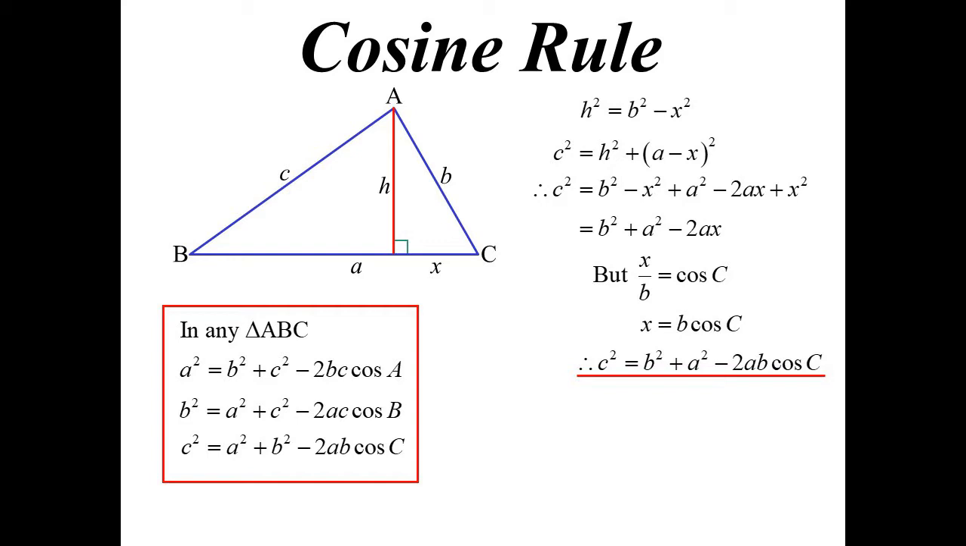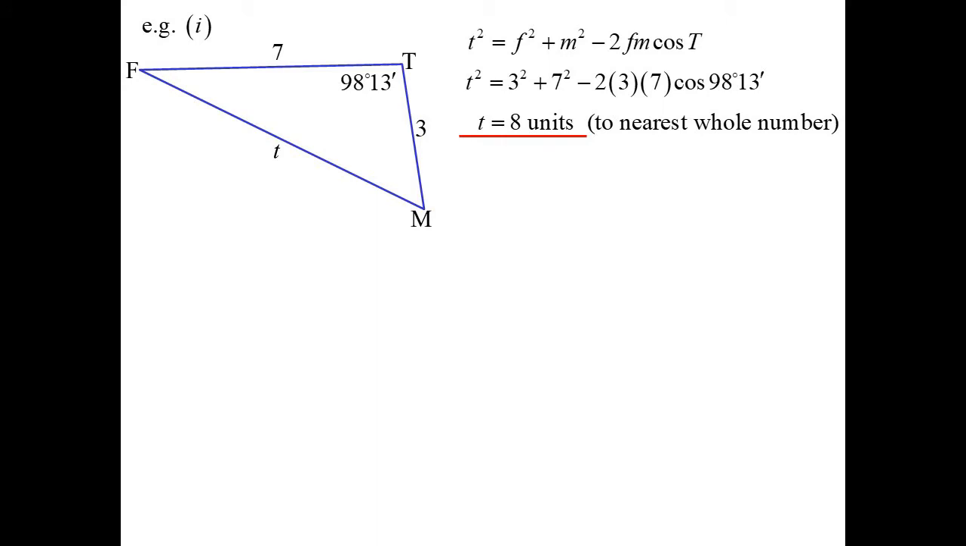Again, it's that situation where we have two sides and the included angle. We want to find t. So for our one, it would be f squared plus m squared minus 2fm cos t. Subbing in. Thing to be careful with in your calculations, remember to find the square root. It's a very common mistake where people work out t squared and they just write that down for the answer. So you've got to find the square root. In this case, I've done it to the nearest whole number, 8 units.